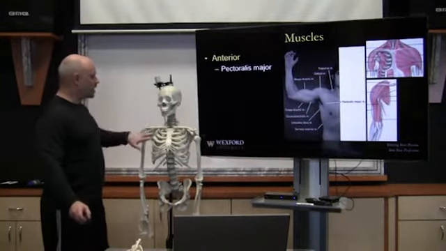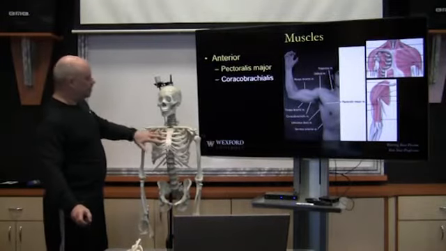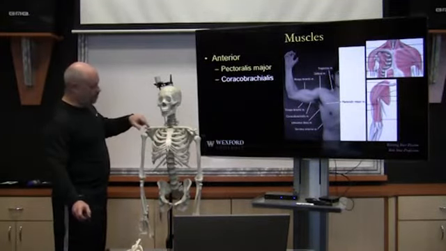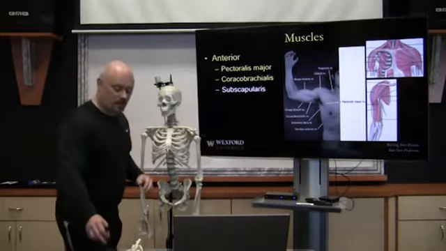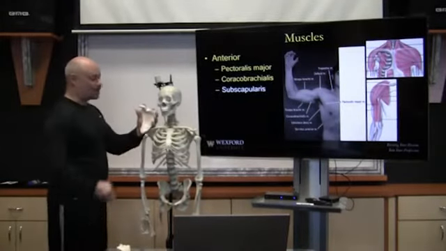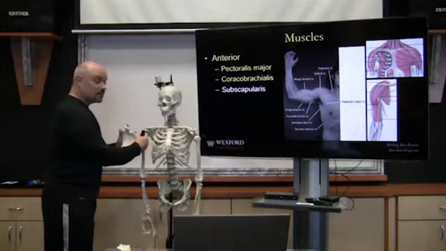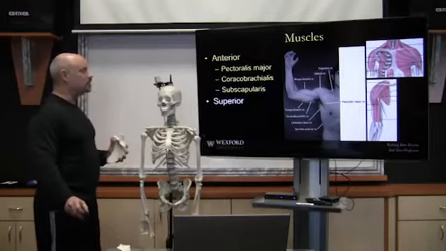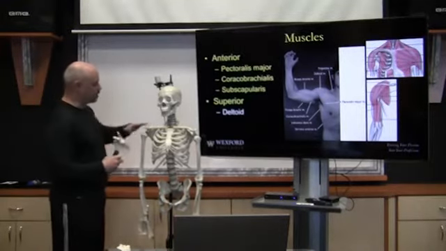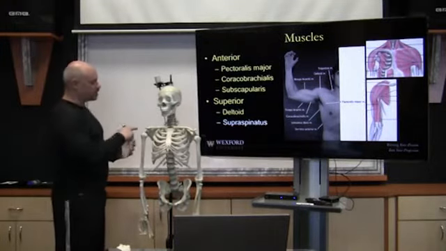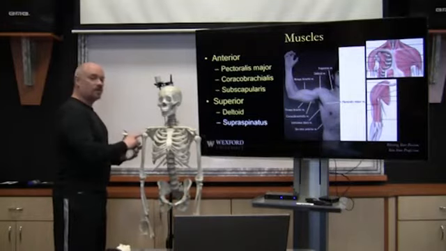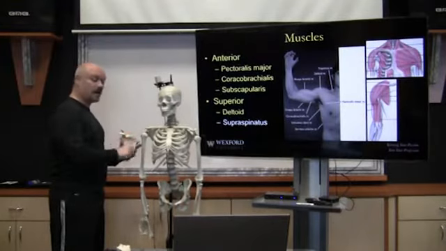Now anteriorly, we have the pec muscle. We also have the coracobrachialis, the coracoid process attaching to the arm. The subscapularis, if you remember, is on the front side of the scapula and attaches to the upper part of the humerus. That's anteriorly. Superiorly, above, we would have the deltoid muscle. Then we have the supraspinatus, which is above too. That's the top rotator cuff muscle as well, and it attaches to the top.